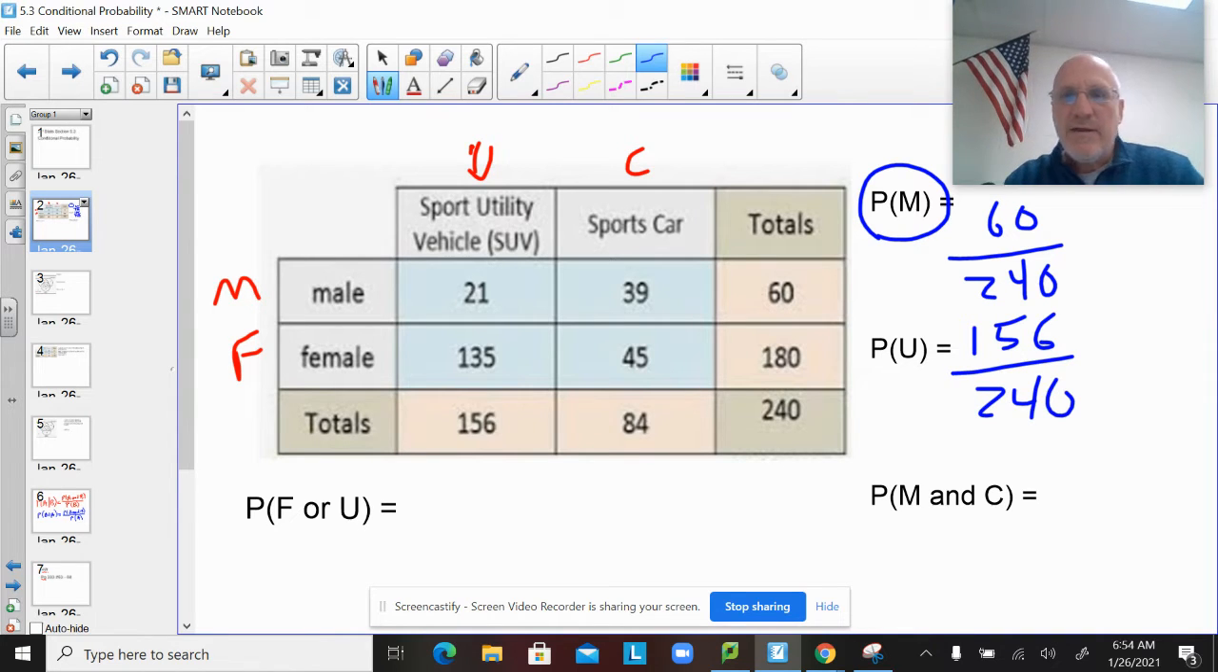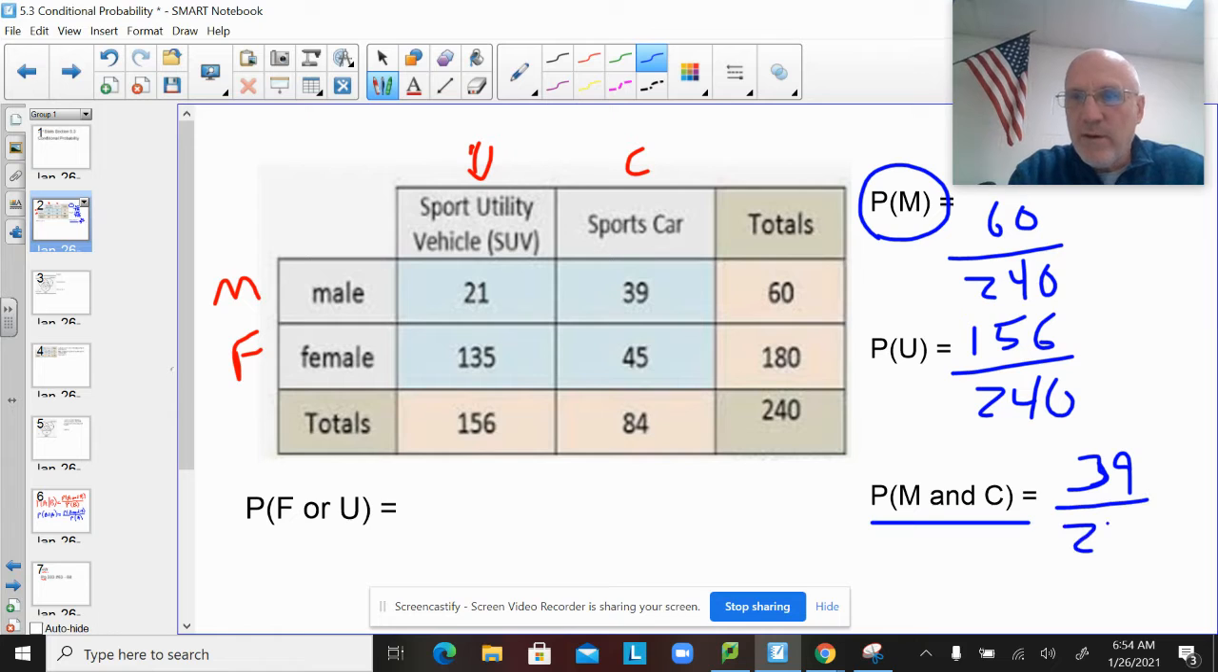Nothing to that. Now, I'm actually going to keep going down the right column. We'll do the last one on the left. Down here it says probability of M and C. You've got to know that means the overlap, the intersection. So M and C, male and sports car, that's just the 39 people out of the 240. Please don't tell me the probability of male and sports cars is just 39. The answer 39 for a probability makes no sense. It's 39 out of 240.